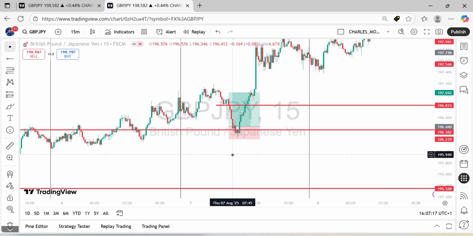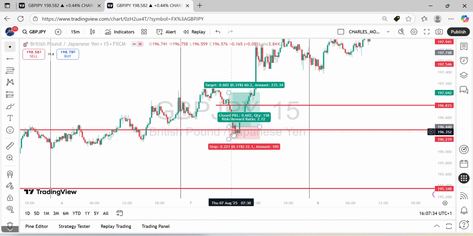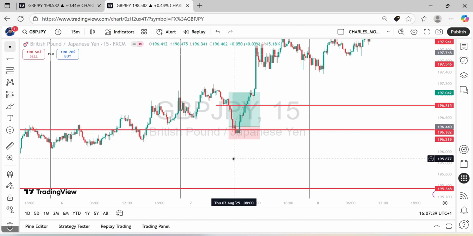So immediately it came to the downside, I had made up my mind already that this thing is going to move massively to the downside, which made me take a sell from this zone. I took a sell from this zone and I lost money that day.